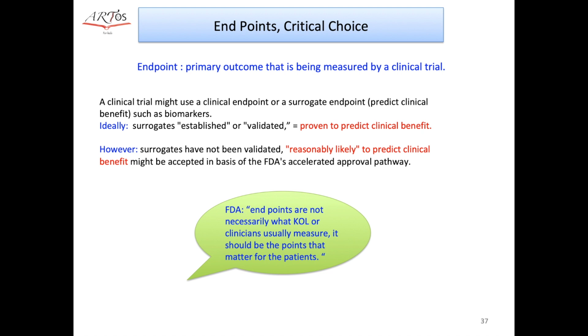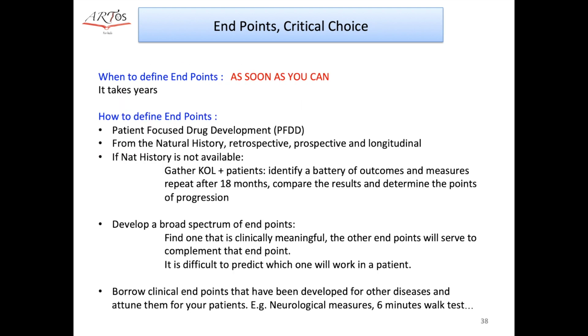According to the FDA, endpoints are not necessarily what key opinion leaders or clinicians usually measure. It should be the points that matter for the patient. When to define endpoints? As soon as you can, because it takes years. How to define endpoints? You should do it during the patient-focused drug development, the PFDD, and also from natural history, retrospective, prospective, and longitudinal. If a natural history is not available in your disease, gather key opinion leaders and as many patients as you can, and identify a battery of outcomes and measures.